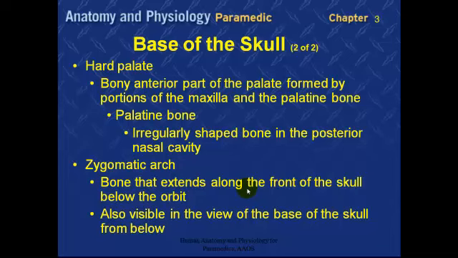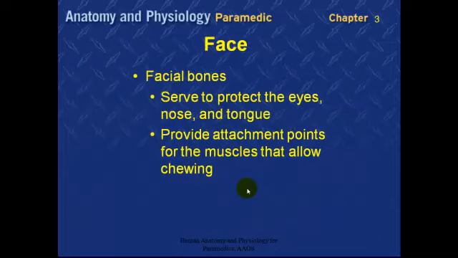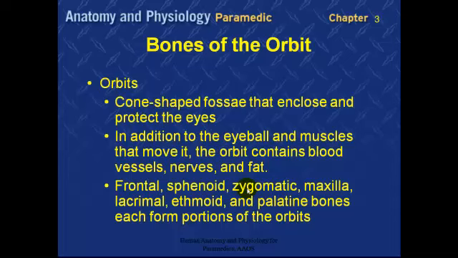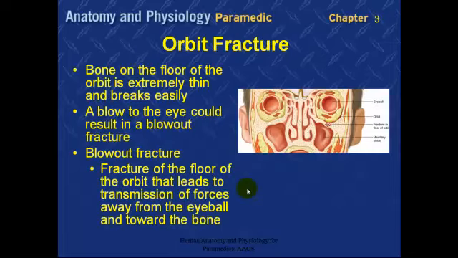A hard palate is the top of the mouth, or the anterior part of the palate, formed by portions of the maxilla and the palatine bone. The zygomatic arch is a bone that extends along the front of the skull below the orbit, which forms the zygomatic process, or your cheekbone. The facial bones, of course, serve to protect the eyes, nose, and tongue, and provide attachment points for the muscles that allow for chewing. The orbits are where your eyeballs reside. They're cone-shaped fossae that enclose and protect the eyes. In addition to the eyeballs and muscles that move the eyes, they also contain blood vessels, nerves, and fat.